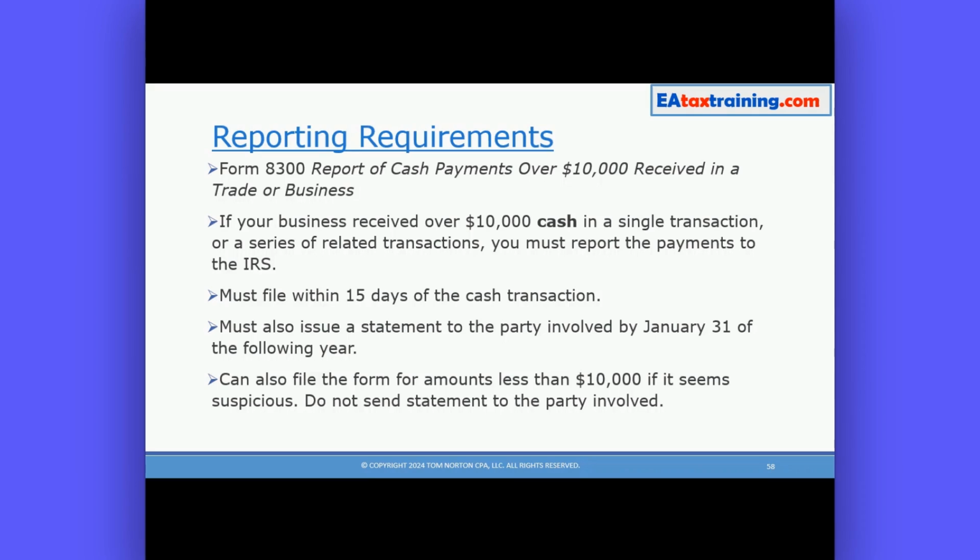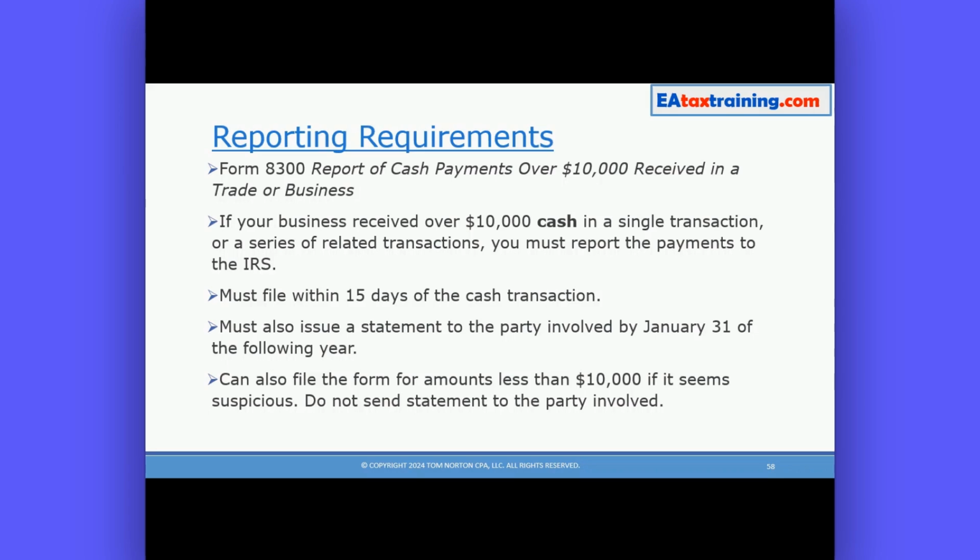This is filed within 15 days of the cash transaction. And you must also issue a statement to the party involved by January 31st of the following year. So you are sending it to the IRS within 15 days of the transaction. And then by January 31st of the following year, you are letting the individual from whom you received the money know, you are reporting it to them.